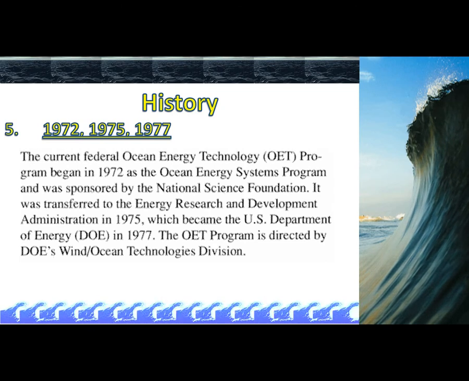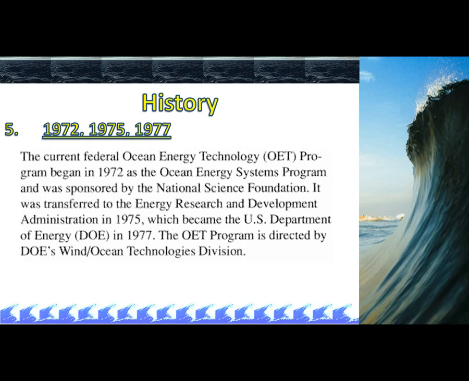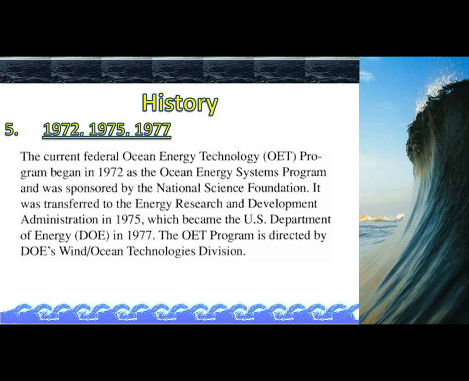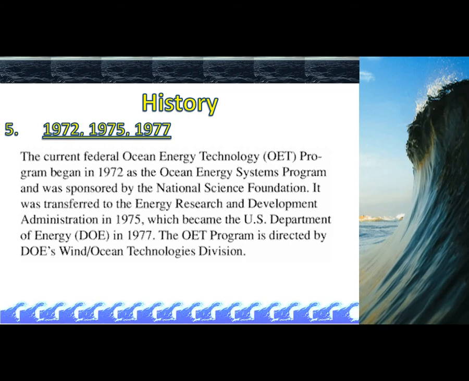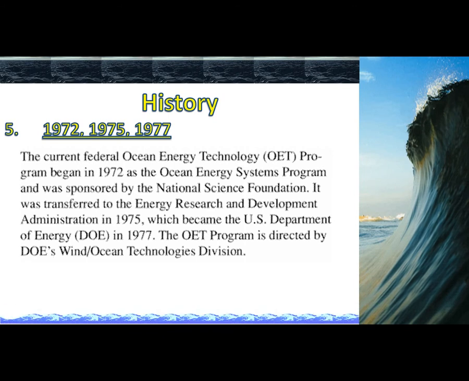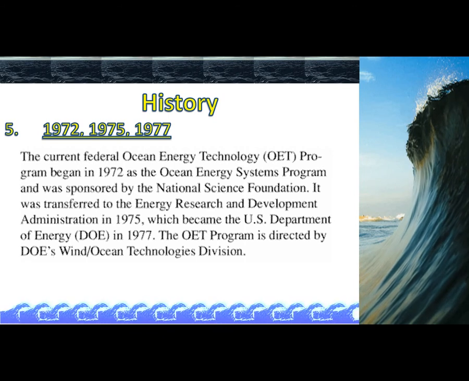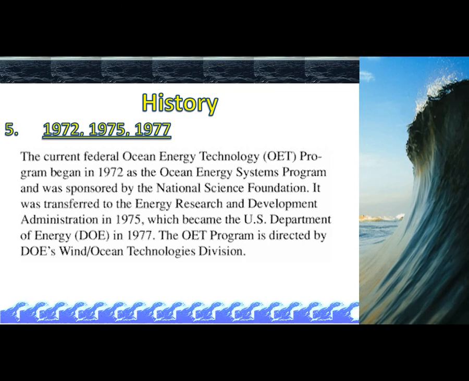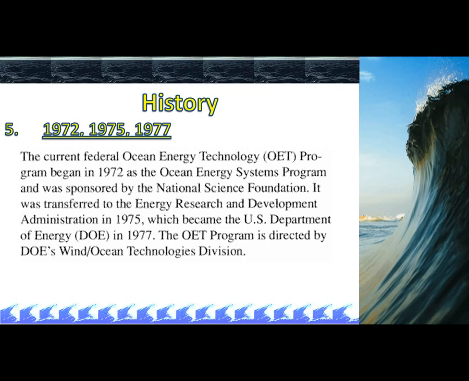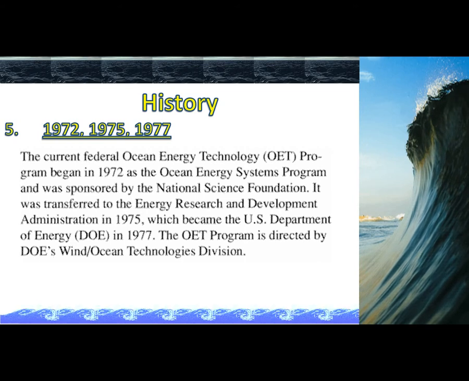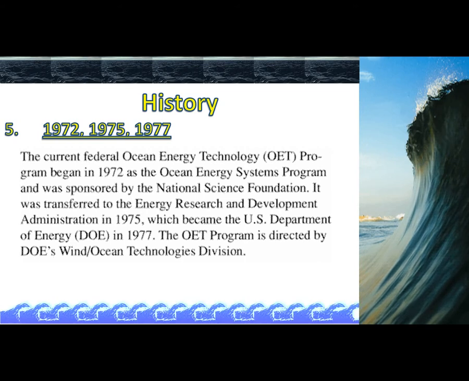From 1972 to 1977, the current Federal Ocean Energy Technology Program began in 1972 as the Ocean Energy Systems Program and was sponsored by the National Science Foundation. It was transferred to the Energy Research and Development Administration in 1975, which became the U.S. Department of Energy in 1977. The OET program is directed by DOE's Wind and Ocean Technologies Division.